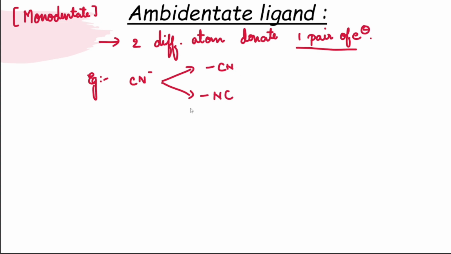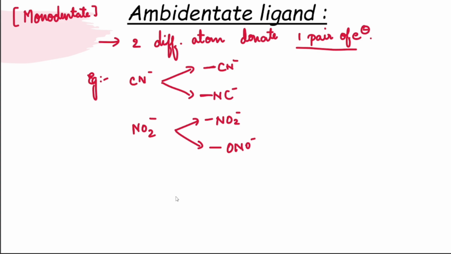cyano or isocyano. And NO2 minus can be nitro or how it can be ONO, nitrito. See, this is a bond, okay? It's not a negative sign. This is the bond. So, a negative sign will come here.